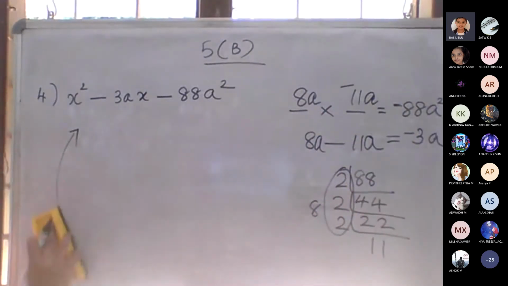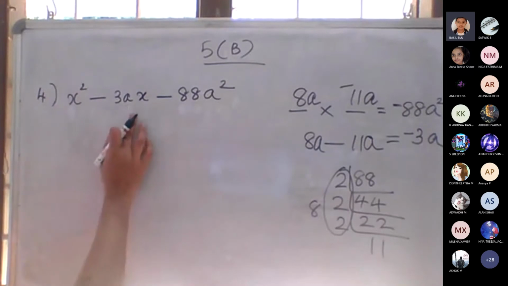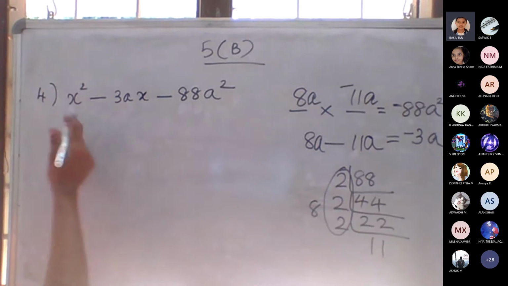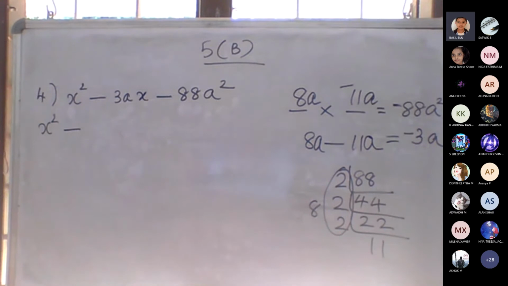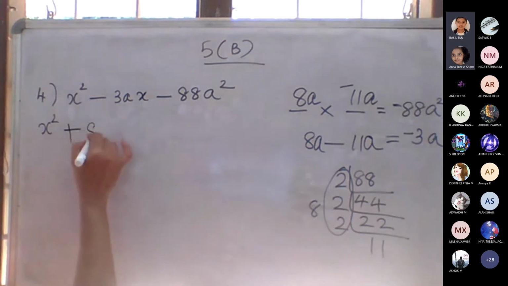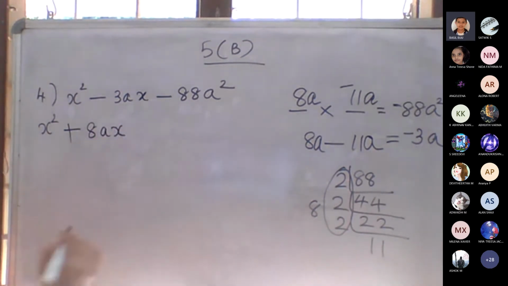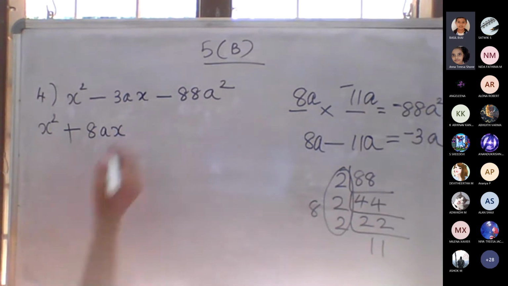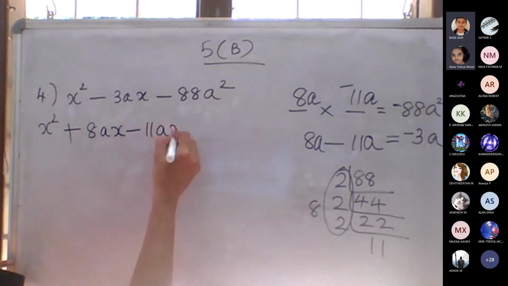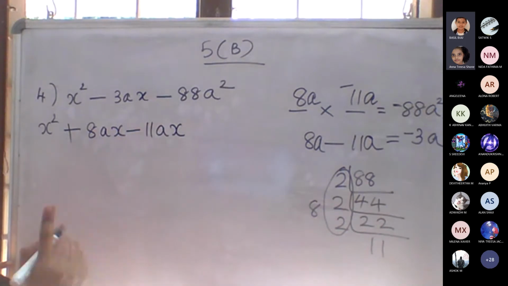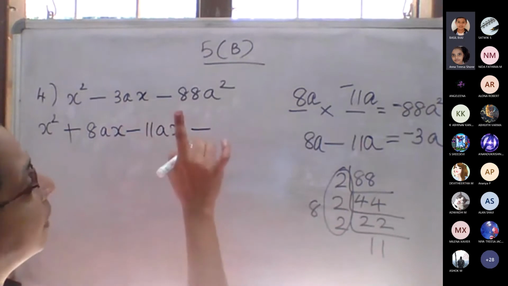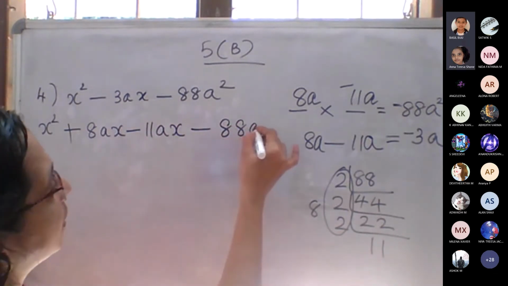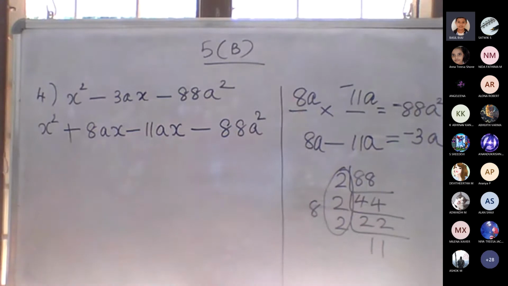Yes, ma'am. So we have to split this one, x square minus 3ax. We can write it as x square plus 8ax minus 11ax. X also we have to write, not only 11a, 11ax you have to write. Then minus 88a square. Splitting the middle term only, so no need to do anything to 88a square, it stays as 88a square itself.